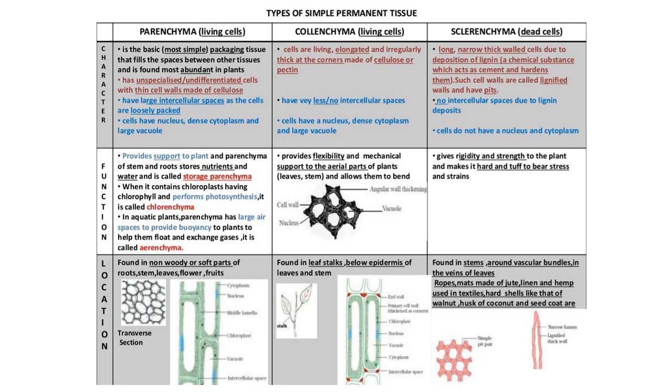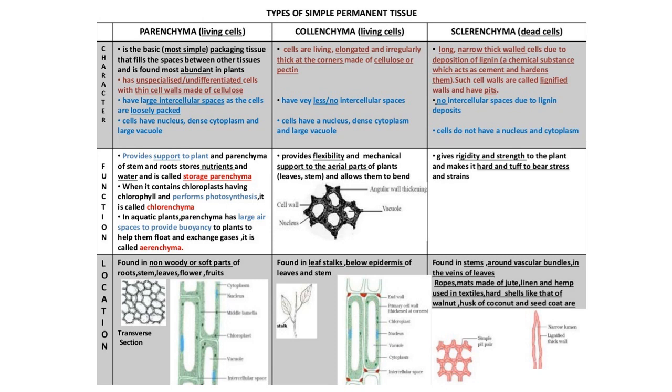Now they basically provide flexibility and mechanical support to the aerial parts of the plant. Aerial parts of the plant means those which are actually in contact with air, like for example leaves, stem, and it also helps them to bend because it provides flexibility. Sclerenchyma, on the other hand, is quite rigid. Because it has lignin also, it gives rigidity and strength to the plant and makes it hard and tough to bear any sort of stress or strain for the plant.